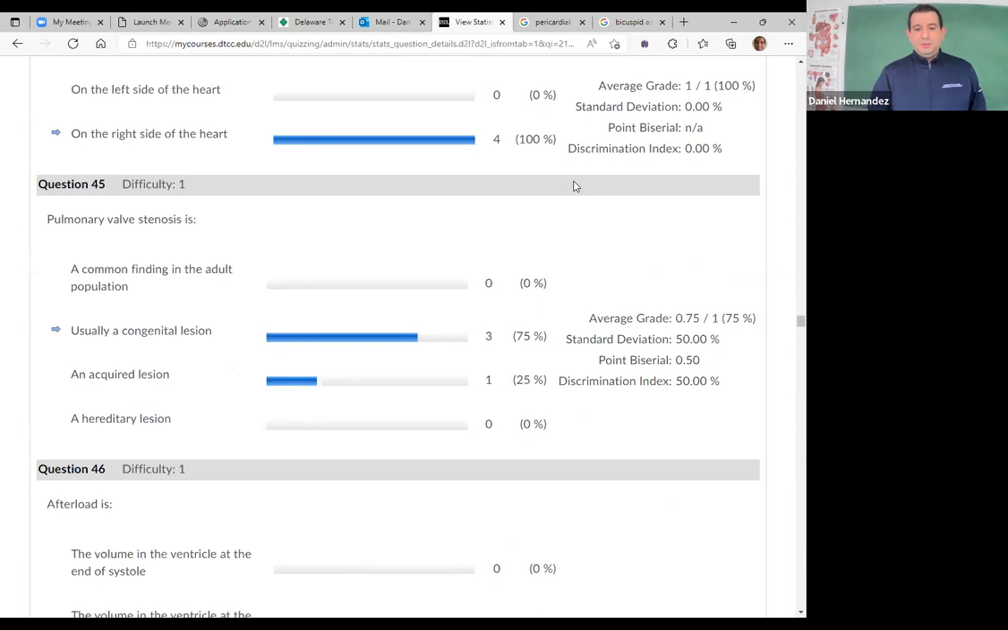So pulmonary valve stenosis is usually going to be a congenital lesion. So it's associated with congenital heart defects. It's something that the patient's born with, some sort of malformation. An acquired lesion is something that develops over time, so the patient acquired this lesion over the course of their lifetime. So that's incorrect. It's typically not a hereditary thing, it's not something that gets passed on from person to person. It's just, unfortunately, a congenital malformation during the embryological development of the heart.